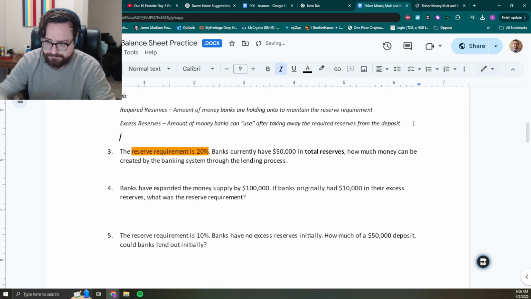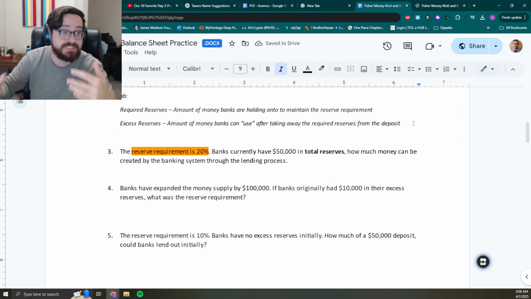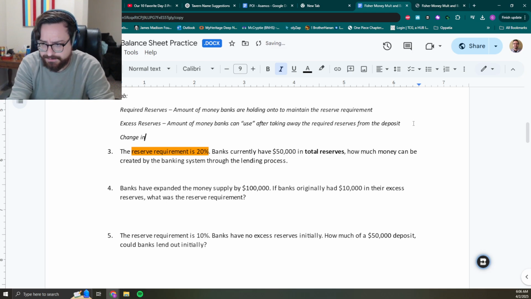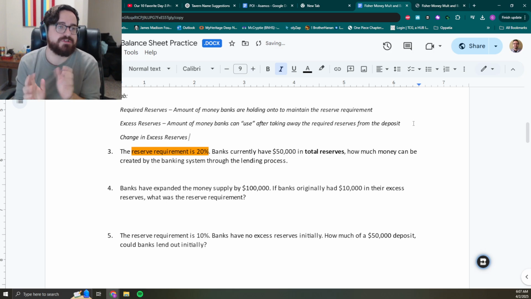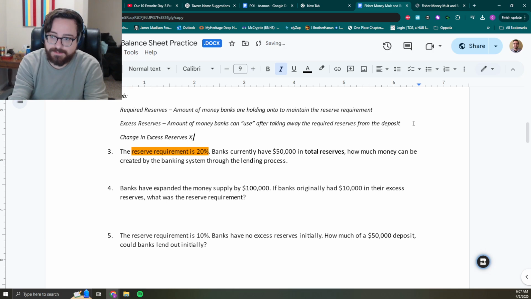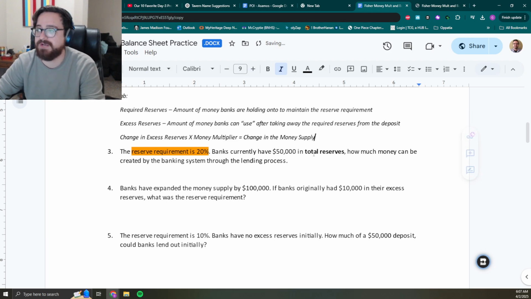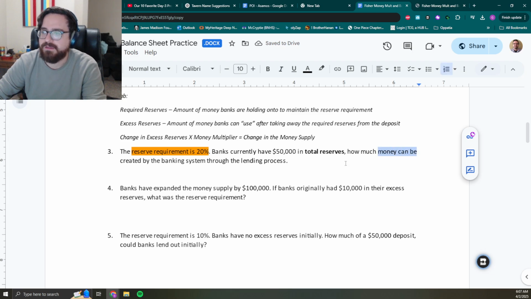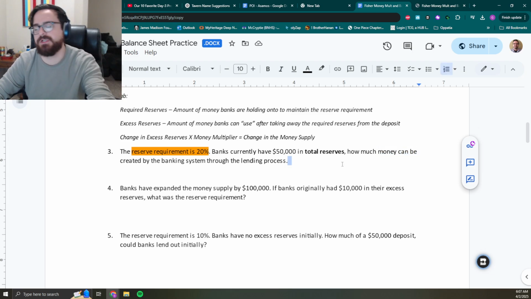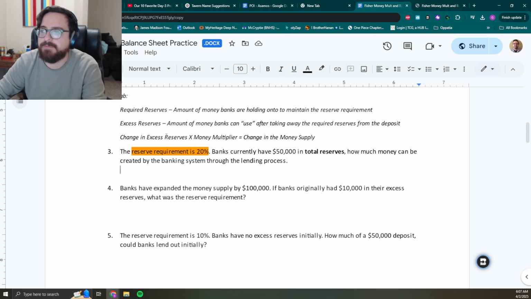The formula we're using for the money multiplier in most of these problems is you take the change in the excess reserves, which translates to how much money the bank can loan out. You multiply it by the money multiplier, which I'll give you the formula for in a second. And that gets you the change in the money supply, how much money the banks can create. Whenever they're asking how much money can be created, they're asking for the change in the money supply. That's just another way of saying those words. So it's how much excess reserves they've got to loan out times the money multiplier.